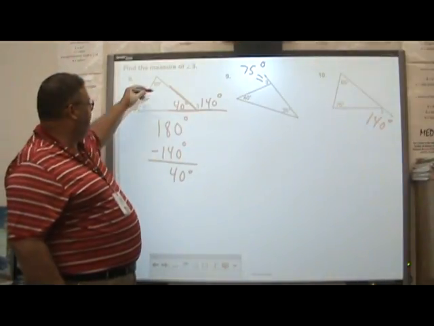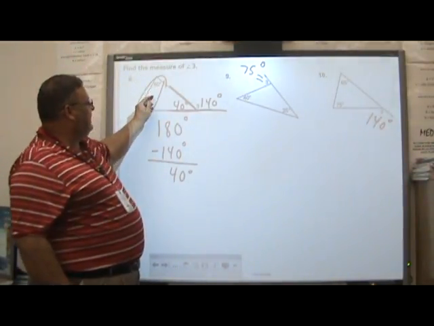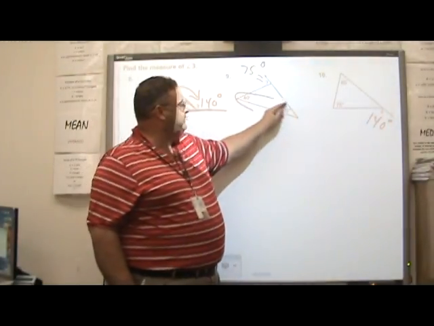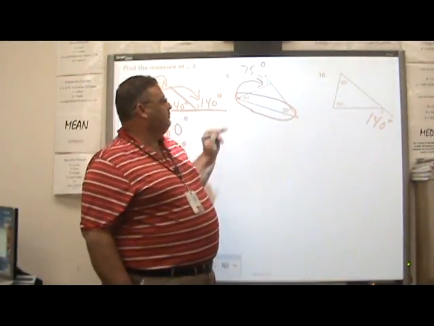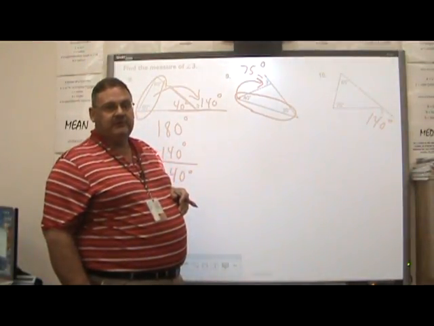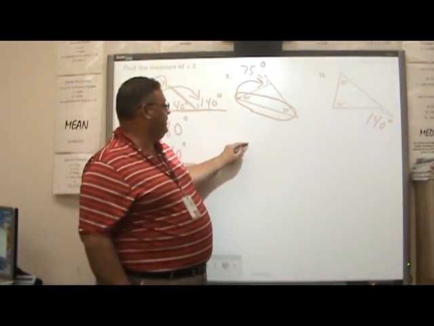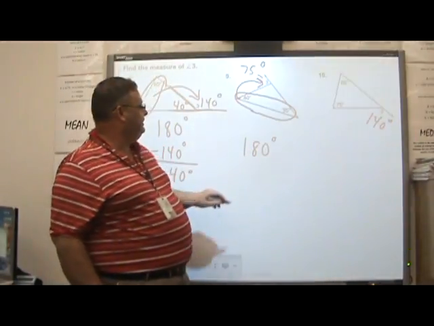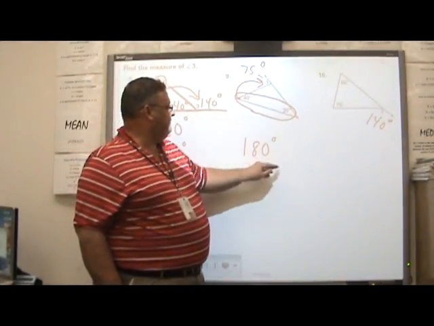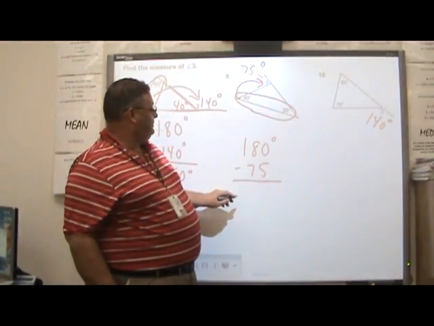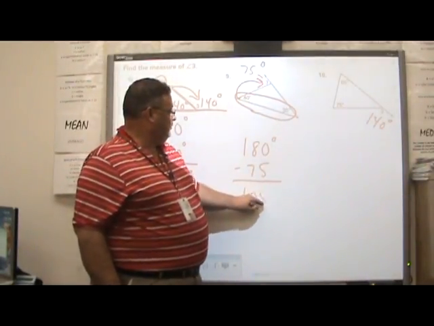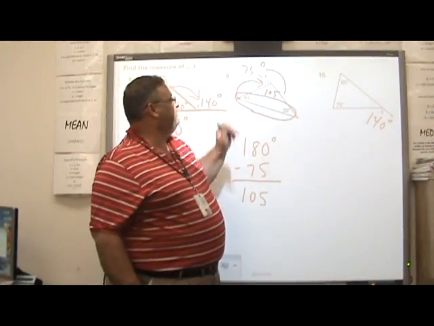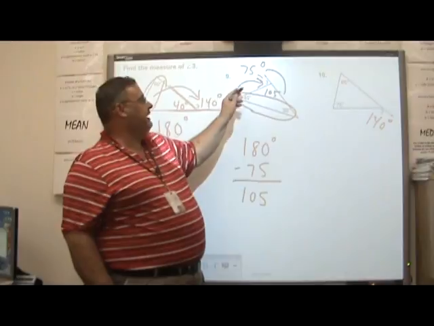But if you notice the relationship, the 2 on the inside always equals the 1 opposite on the outside. So all I did over here was add these 2 together and knew it was the one on the outside that they weren't touching. But if you did it the long way, 180 minus 75 left me 105, so this one's 105, and then 180 minus 105 would have given me 75.